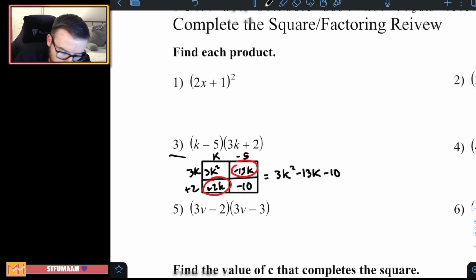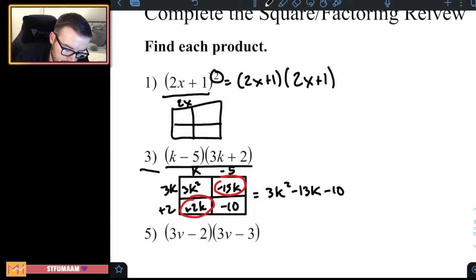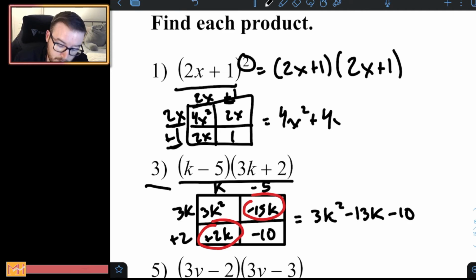Now, how do I do this one? Well, what does 2x plus 1 squared mean? It means 2x plus 1 times 2x plus 1. So when you see something squared, it's the same thing as this. Just break out the box method. You end up with 2x times 2x is 4x squared, 2x times 1 is 2x, 2x times 1 is 2x, and 1 times 1 is 1. Combine your like terms, the two x's, and you end up with 4x squared plus 4x plus 1.